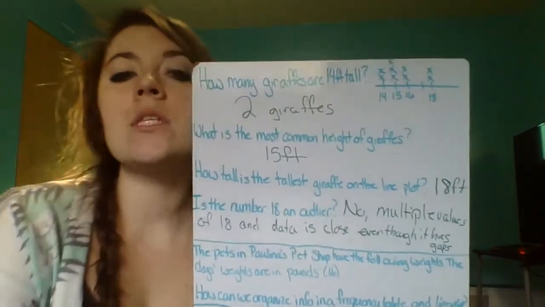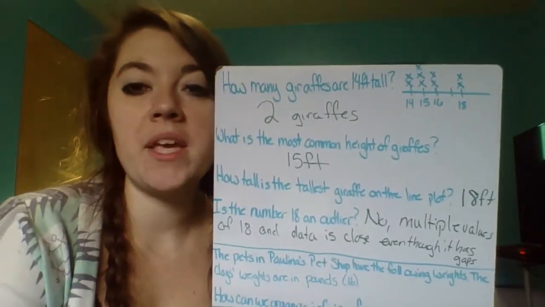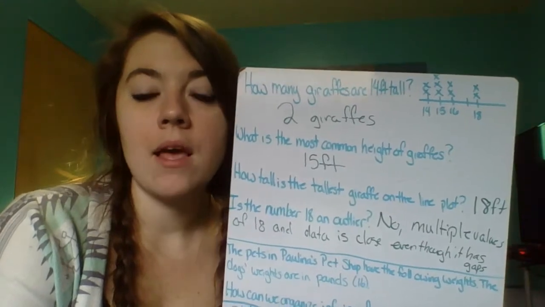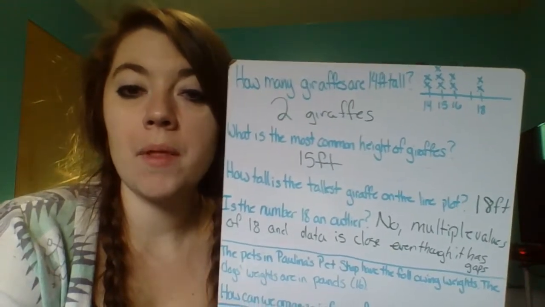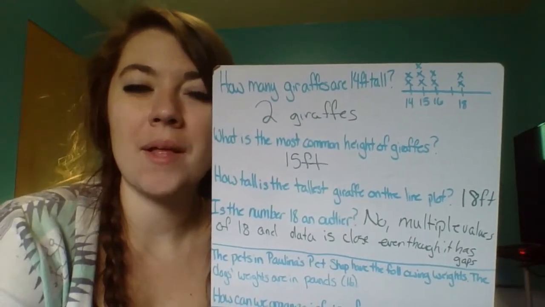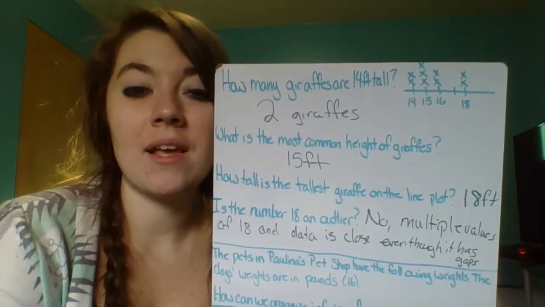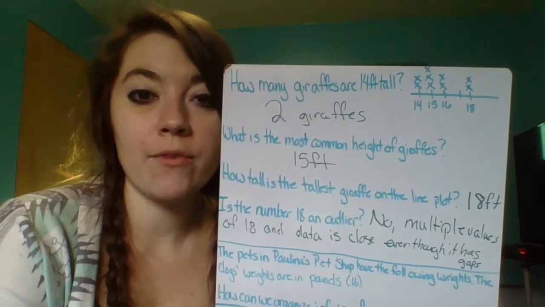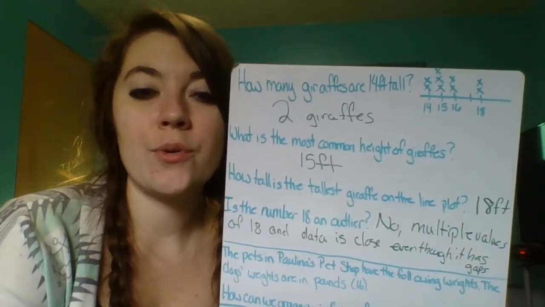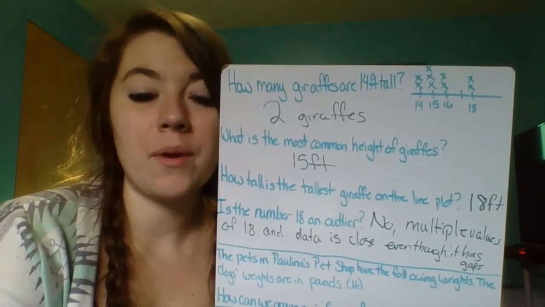All right, so this is what a portion of your assignment is going to be: taking and making dot plots. You may be asked questions about dot plots, so just not dot plots, line plots. So you're going to be answering questions and making line plots. Make sure you include all of your data points and make sure you have your number line nicely written out.